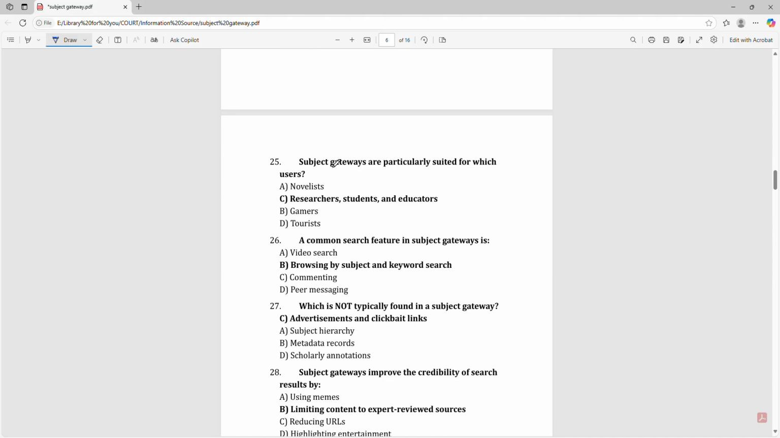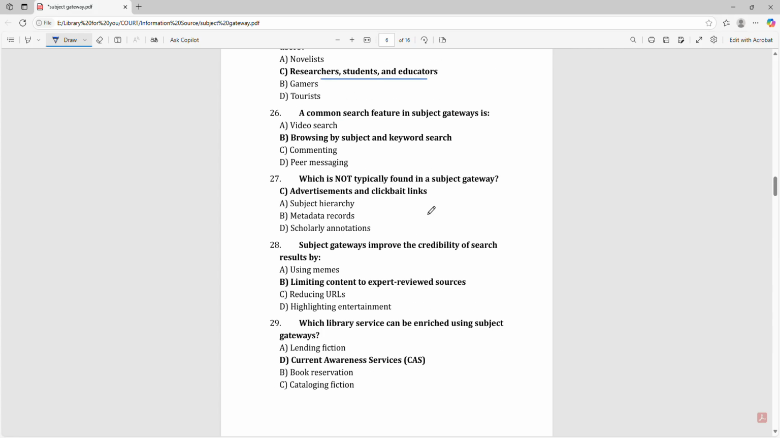Subject gateways are particularly suited for which user? Researchers, students, and educators. A common search feature in subject gateways is browsing by subject and keyword search. Which is not typically found in subject gateways? That is advertisement and clickbait links.